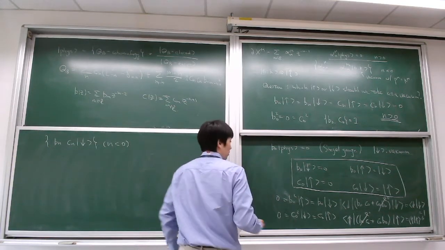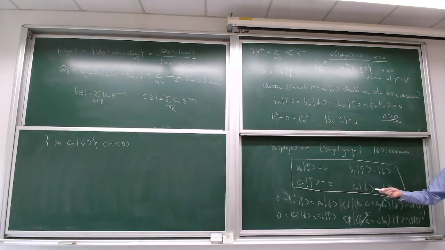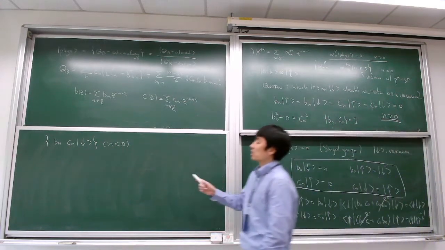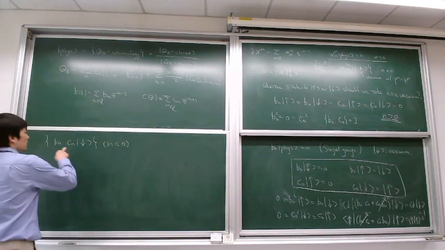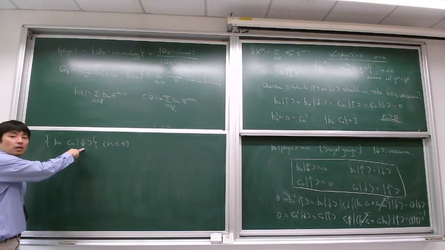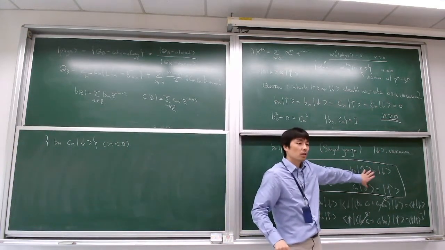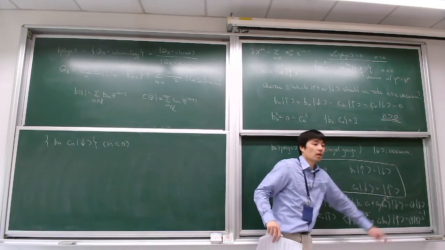However, one has to be careful about C naught. Since C naught acts on a down state, down spin will give you up spin. Therefore, up spin is not annihilated by B naught, so C naught cannot act on the down spin. If you act it, you get some unphysical state, the unphysical state up spin.